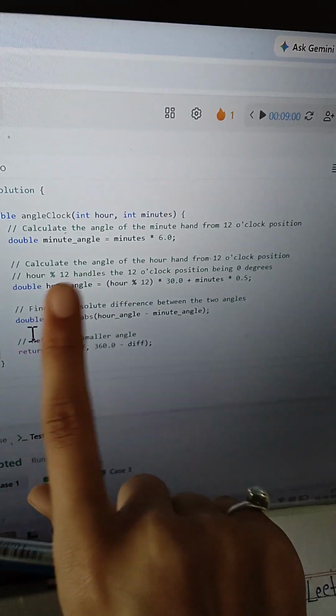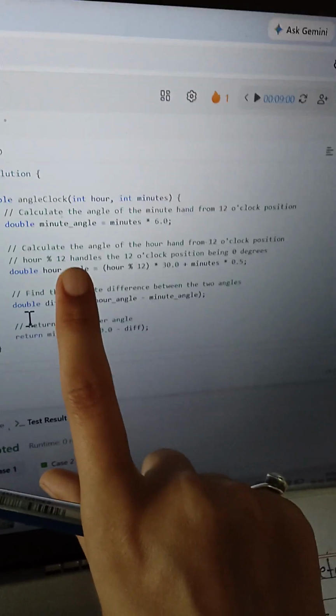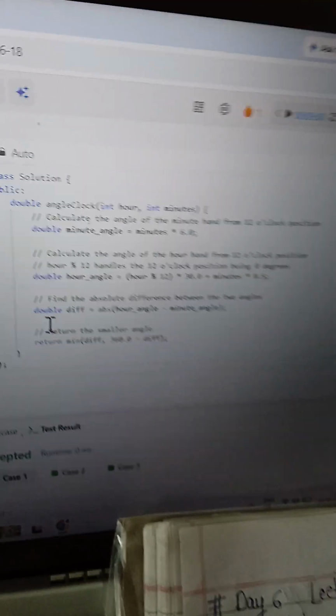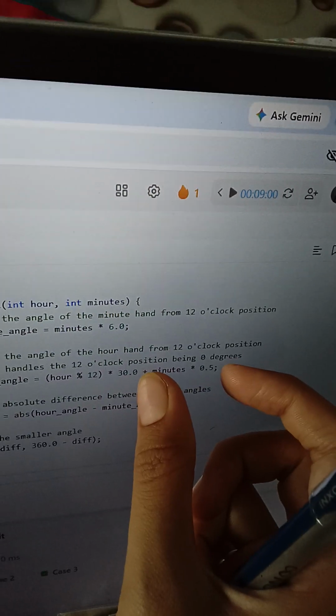Now calculate the angle of the hour hand from the 12 o'clock position. Also hour modulo 12, the remainder, handles the 12 o'clock position being 0 degrees. Here we are calculating the hour angle, and we are using several formulas for this one.